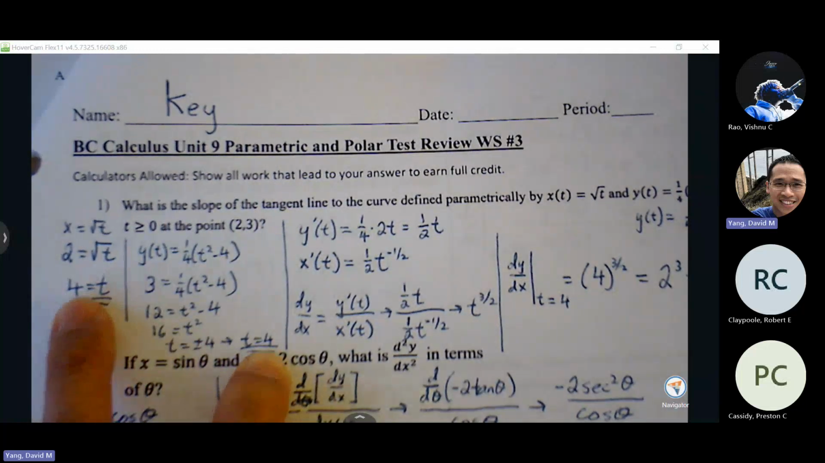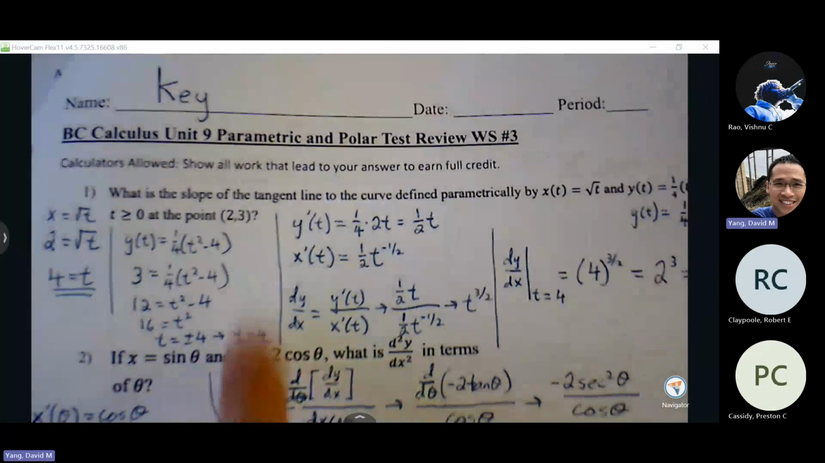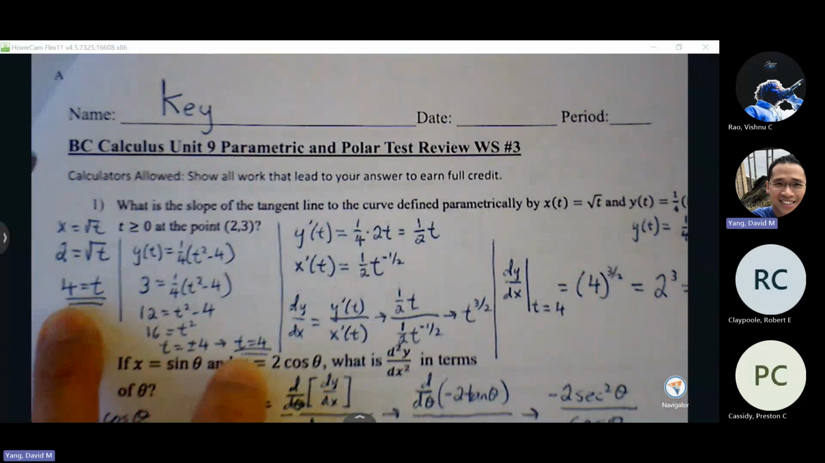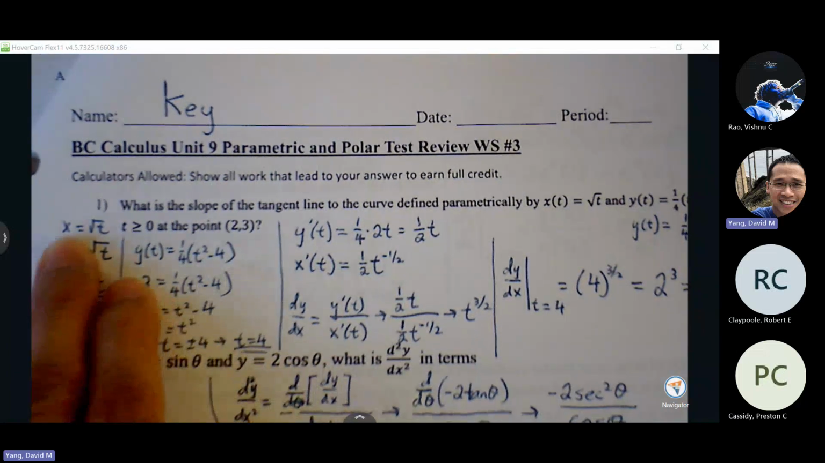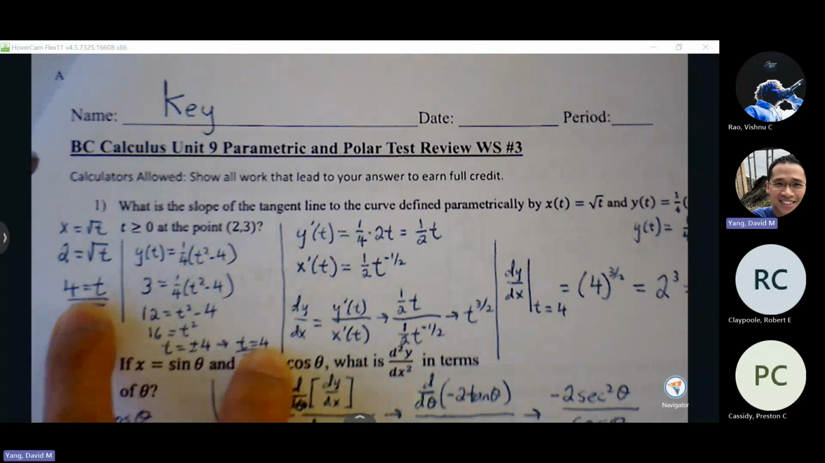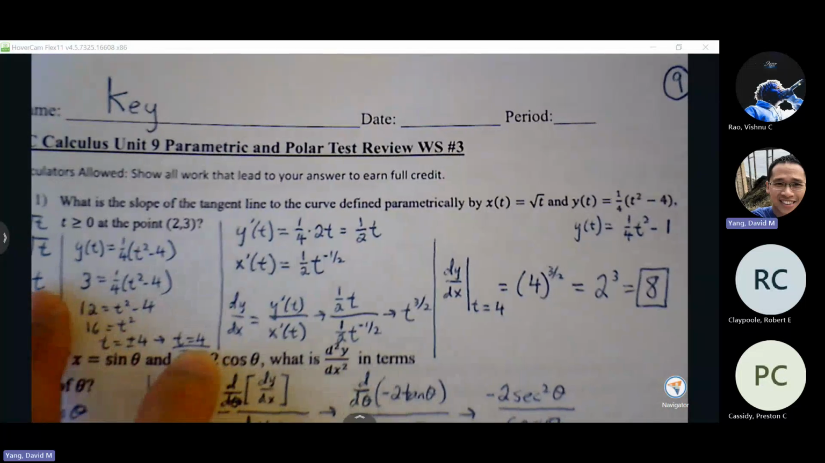Because x and y may have different t values where they hit these x and y values at different points or at different times. So just to confirm, both x and y are going to hit 2 and 3 at this t value. That's good. We want to have that consistency. And so we know our t value is 4. That's what we want to use.